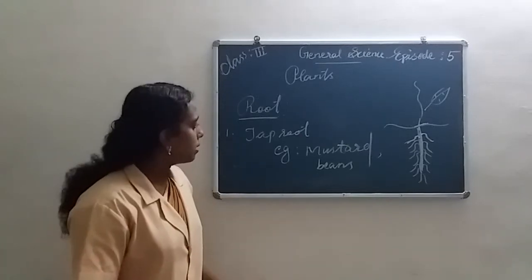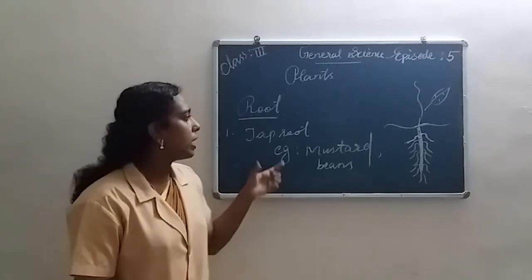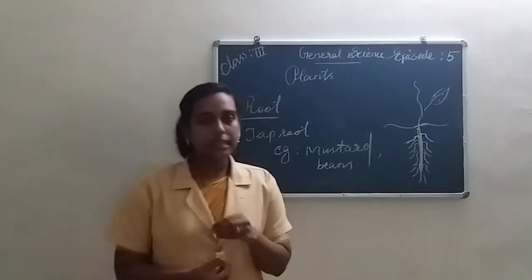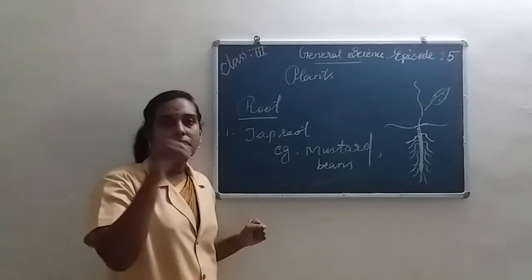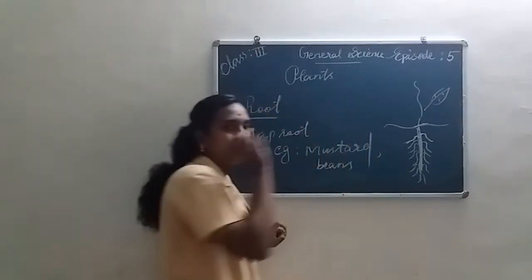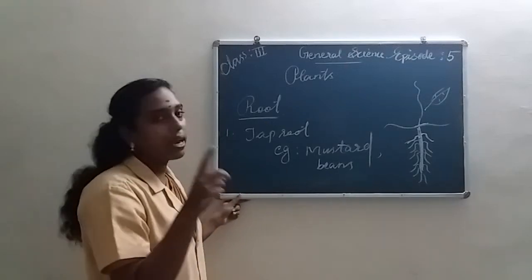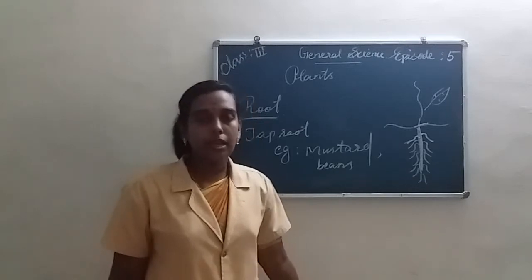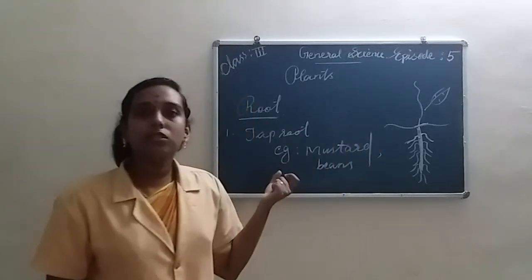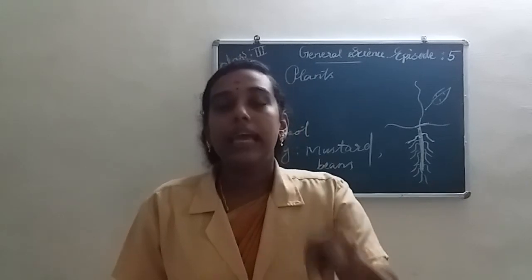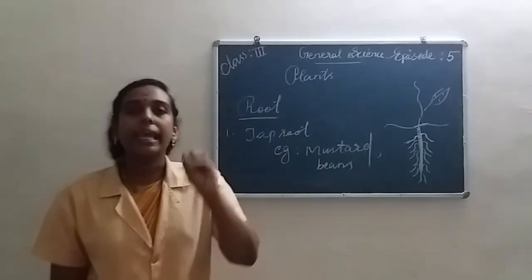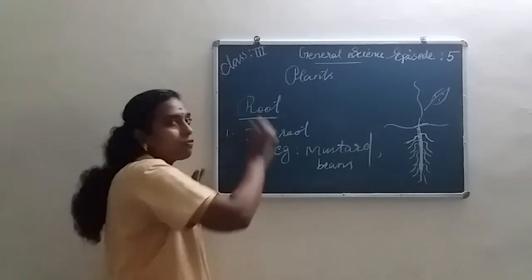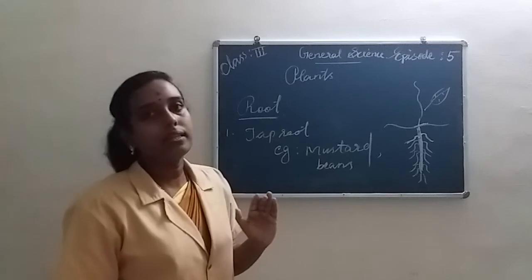Some plants like carrot and radish store extra food in their taproot, and we eat the root of such plants. That means carrot and radish also have a taproot system. They store extra food in their taproot, so we eat the root of such plants like carrot and radish.